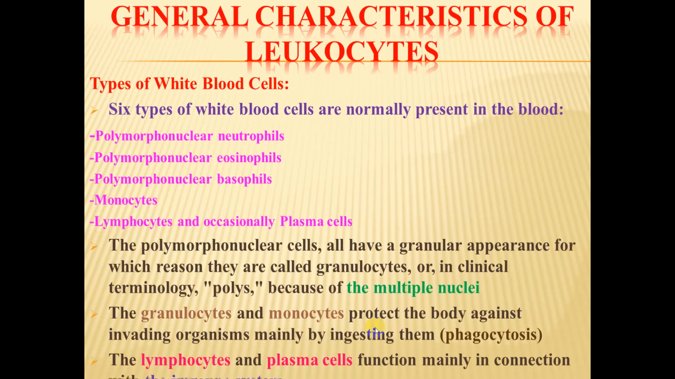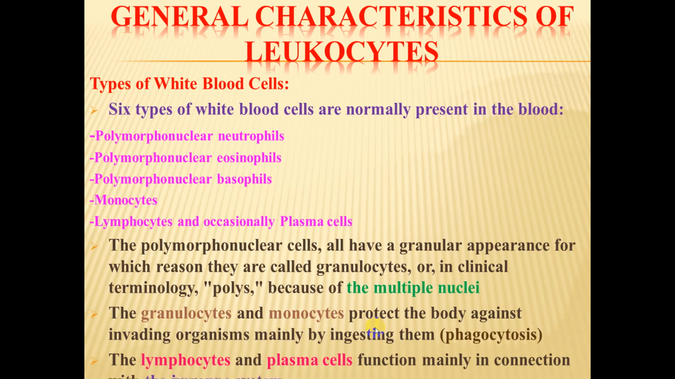General characteristics of the leukocytes. We have subtypes of white blood cells. There are 6 types, including polymorphonuclear neutrophil. Polymorphonuclear means having a nucleus that is not in one shape. نقول poly متعدد. Then there is more than one shape of nucleus. Polymorphonuclear neutrophil, polymorphonuclear eosinophil, polymorphonuclear basophil, monocytes, and lymphocytes.